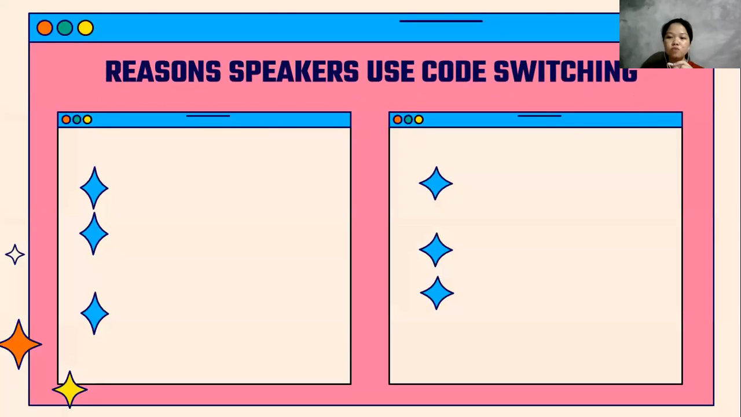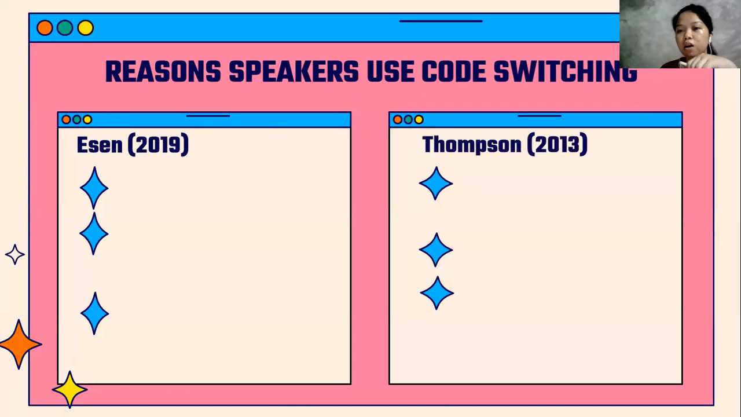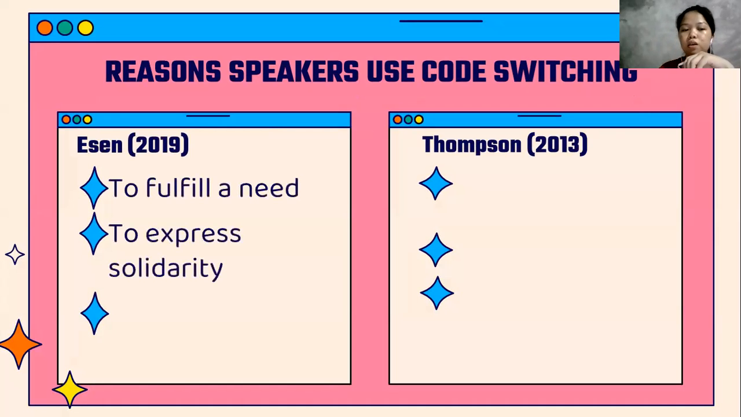Then of course we have to identify what is the reason why speakers use code switch. Why do we code switch? What's the reason behind it? So aside from SN, which is the main author that I used for this topic, I also researched other reasons and I found Thompson's reasons. So for SN, he has three reasons. First, to fulfill a need, to express solidarity, and to exclude others.